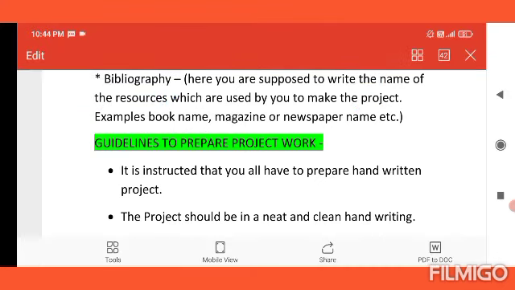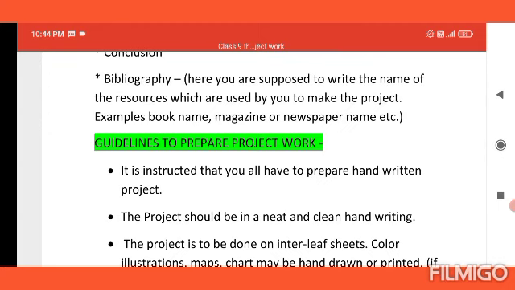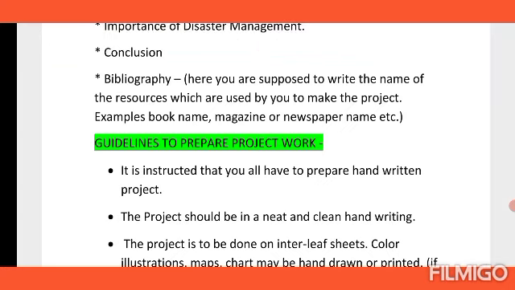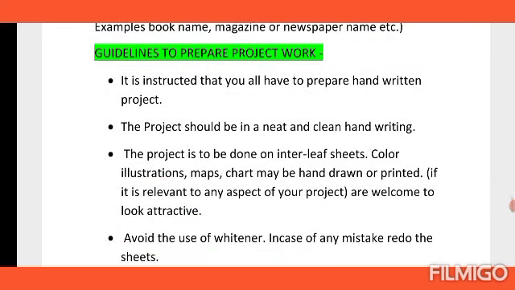What do you understand by bibliography? In the bibliography, you will write all the sources and resources from where you have collected the data, like magazines, various websites, NCERT books, or any other help books. You will mention the names of all the resources from where you have collected the data to complete your project file, even the websites if you are using the internet.